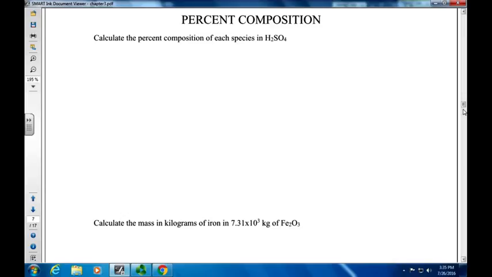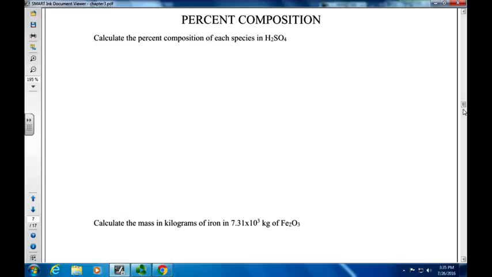And today we'll be discussing percent composition. So our first question asks, calculate the percent composition of each species of H2SO4, sulfuric acid. The first thing we want to do is to calculate the molar mass of each species, and then from there calculate the molecular mass. Well, we can determine the molar mass simply by looking at the periodic table of elements.